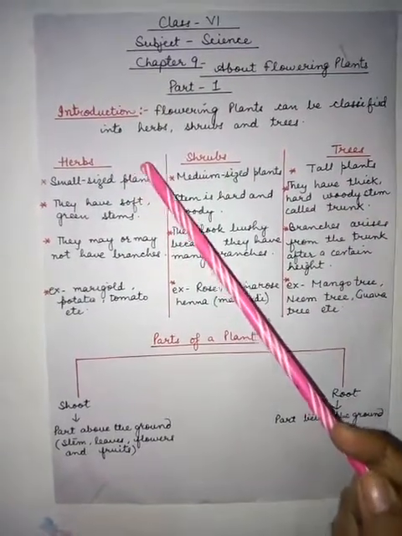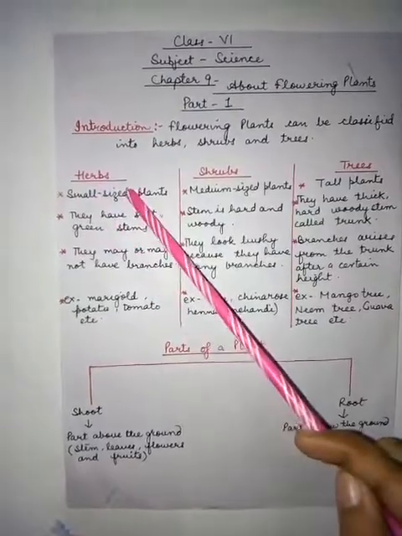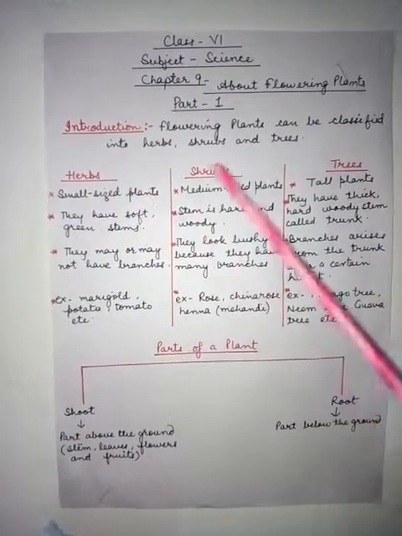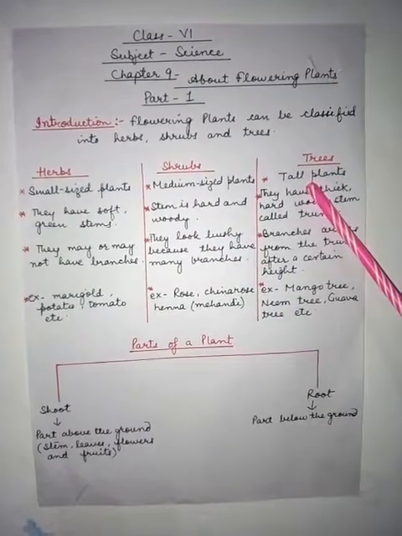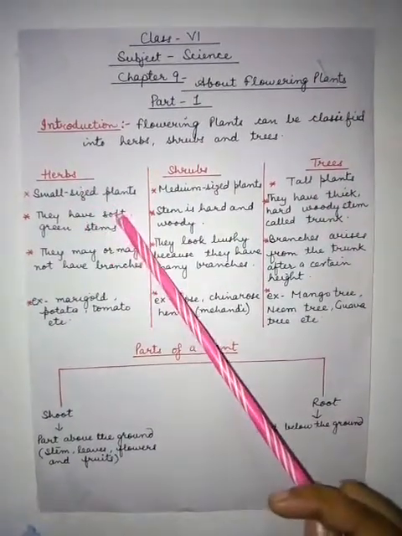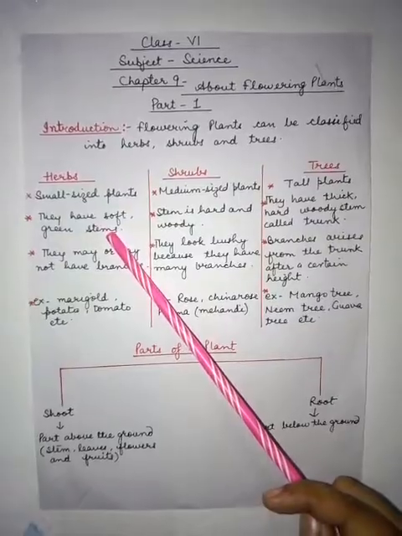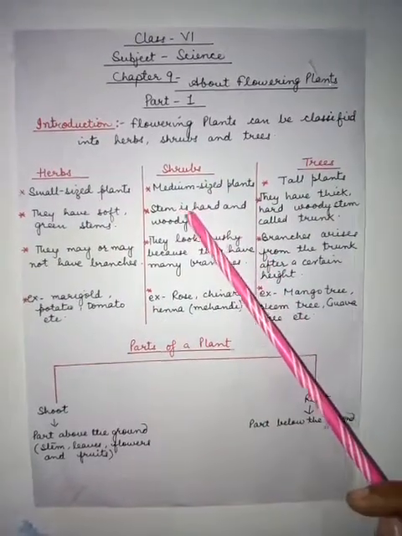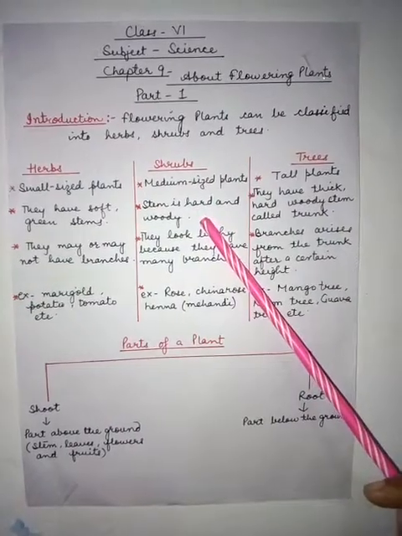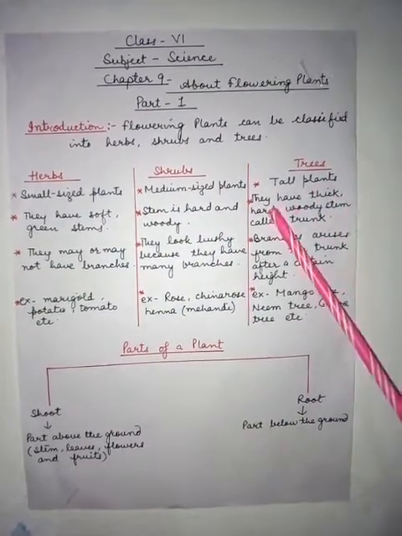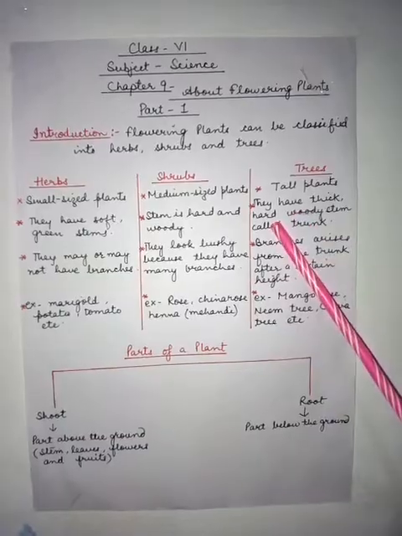So the first point is, herbs are small sized plants, whereas shrubs are medium sized plants and trees are very tall plants. Herbs have soft green stems. In shrubs, the stem is hard and woody, and trees have a thick hard woody stem, which is known as the trunk.